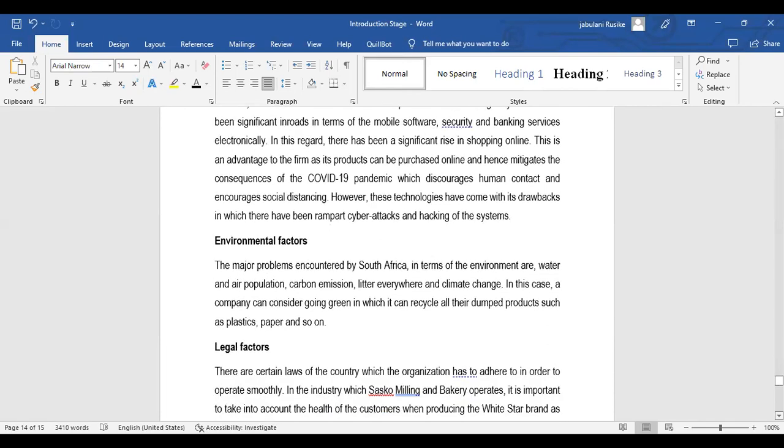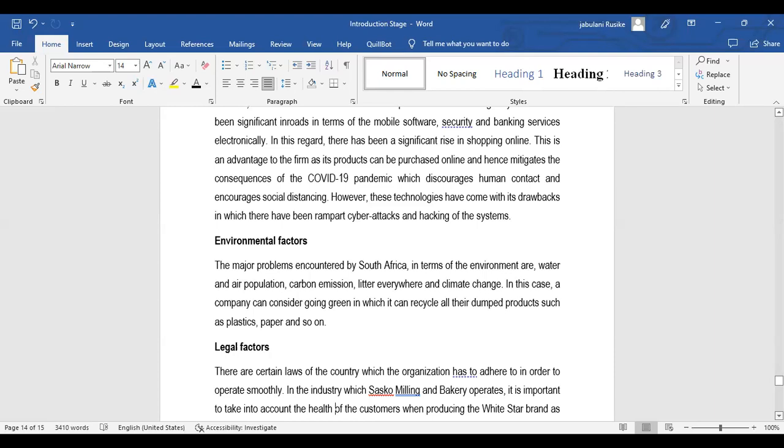And then we have the environmental factors. I think they call it the environmental, the ecological factors, or the natural environment. Now, an organization is impacted by these factors because there are certain rules that they should abide by in terms of protecting the environment.